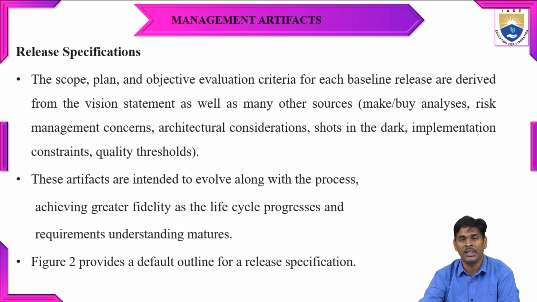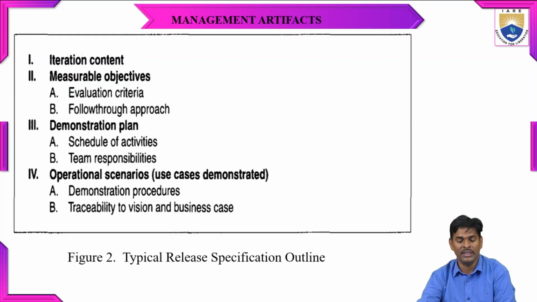and implementation, whether they need to take different types of programming language, and they need to set the quality threshold. So whether they need to set the quality as 70% or 80%, based upon the constraints, they need to check that the quality threshold should be implemented. And also this can be implemented along the process to improve the life cycle progress and as requirement understanding matures. Okay, in the release specifications, we have a figure. In this figure, the typical release specifications outlines will be there.